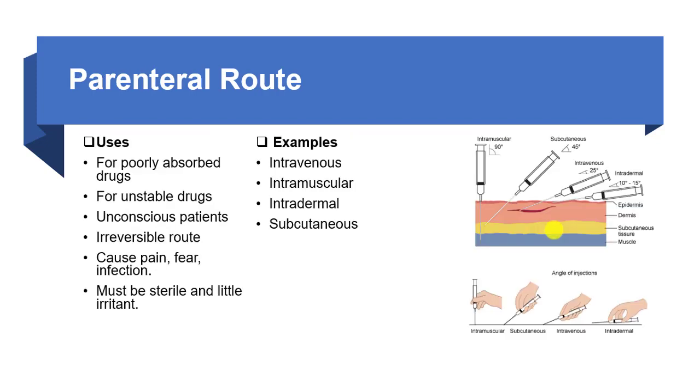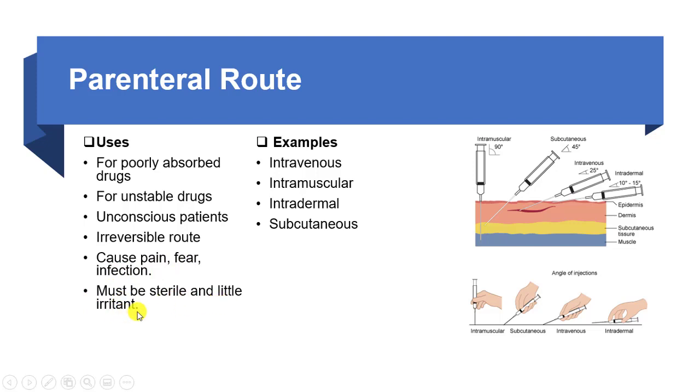If I talk about the parenteral route, we have a few routes to talk about. They are as follows. First, I will talk about the uses of this route. It is used for poorly absorbed drugs. It is also used for unstable drugs, in unconscious patients, and it is irreversible, and also causes pain, fear, and infection, and must be sterile and non-irritant.